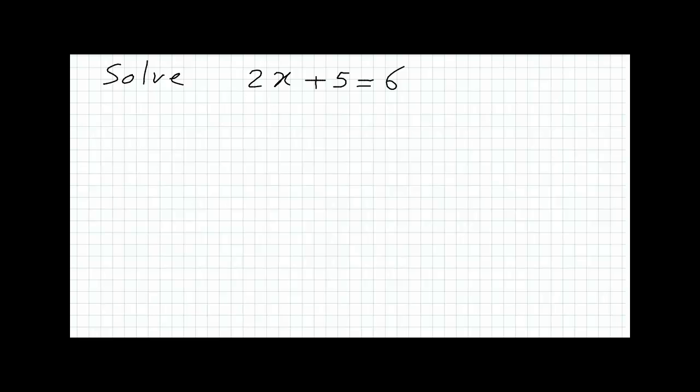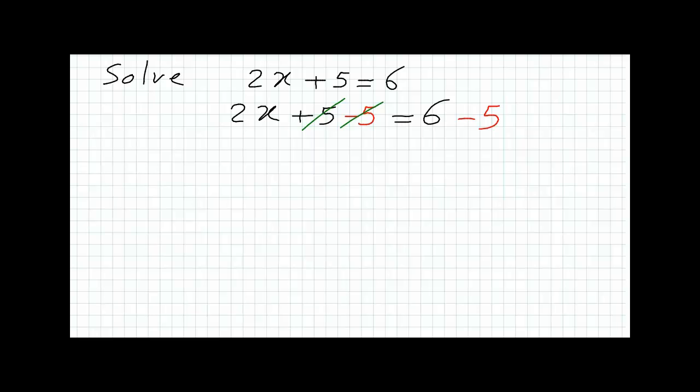Another example. In this example, notice that we have two operations. We have multiplication, we have addition. Be careful that you need to undo the addition and subtraction operations first, then you can undo the multiplication or division operations. So first thing here, we have 2x plus 5. We need to undo the addition first. So we add negative 5 to this side here. You should do the same thing with the other side.